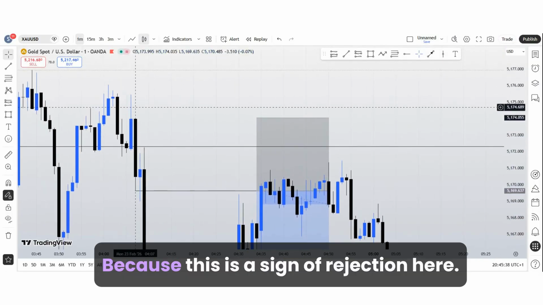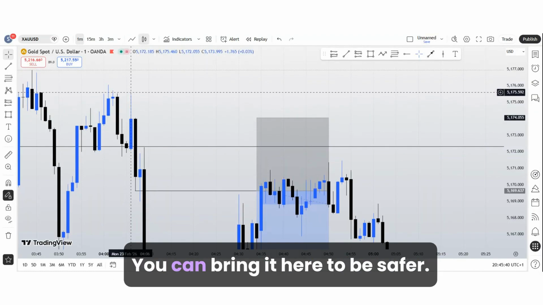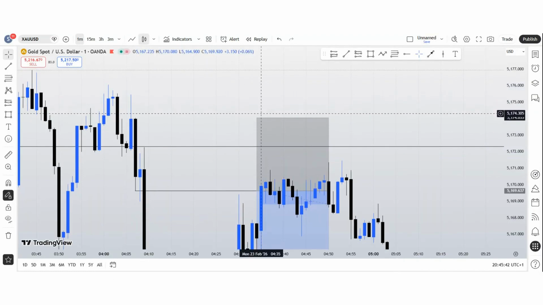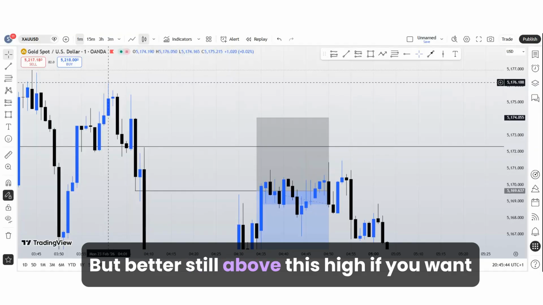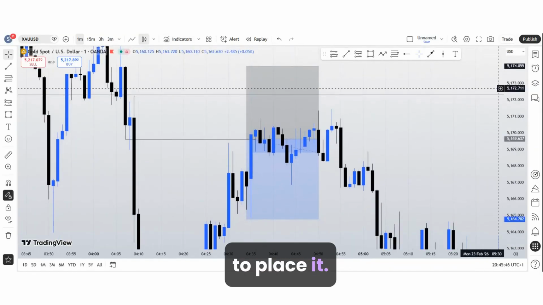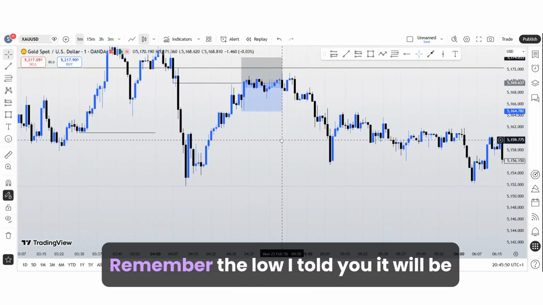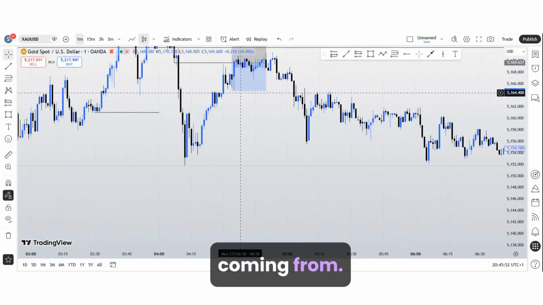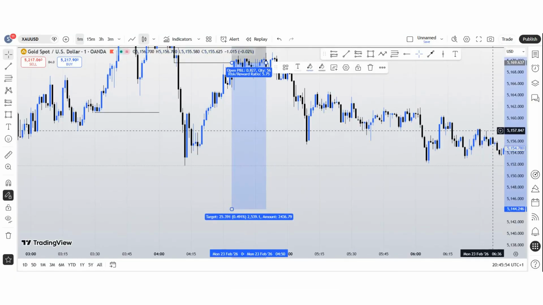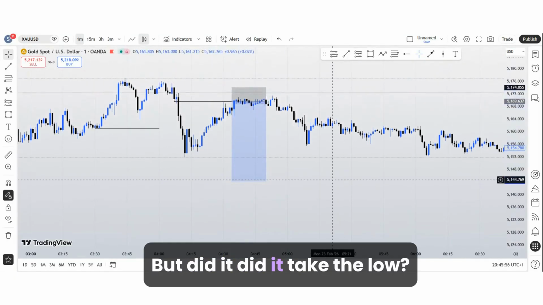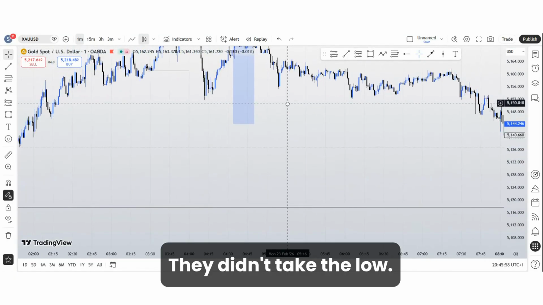Why? Because this is a sign of rejection here. You can bring it here to be safer, but better still above this high if you want to play safe. Then where would my targets be? Remember the low I told you it will be coming from, just down. But did it take the low? No, it didn't take the low.